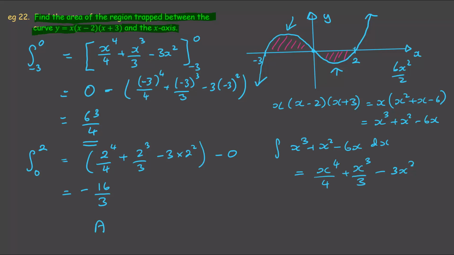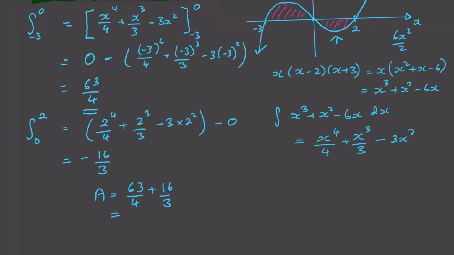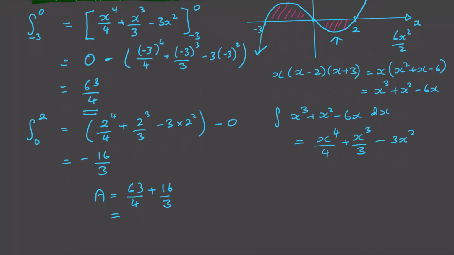And so the total area would be 63 on 4 plus 16 on 3, and we'll just calculate that, and that gives us 253 on 12 square units.